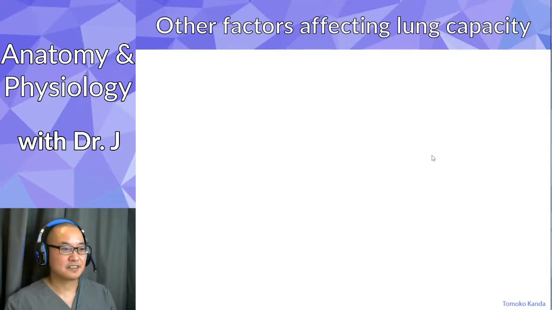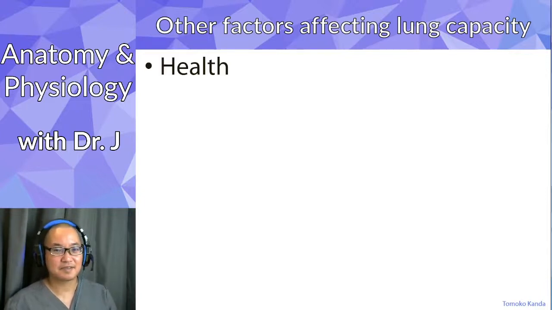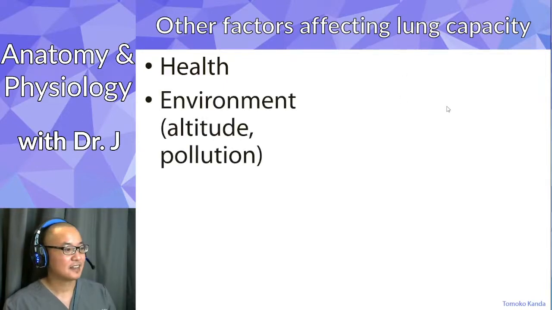But is it just about height? Other factors can also affect lung capacity, such as our health. Do we have healthy lungs, or are we suffering from something like emphysema or fibrosis or COPD? And also our environment. If you're living at different altitudes, or somewhere very polluted that's damaging the elasticity and how much your lungs can inflate, that can also affect your lung volumes.